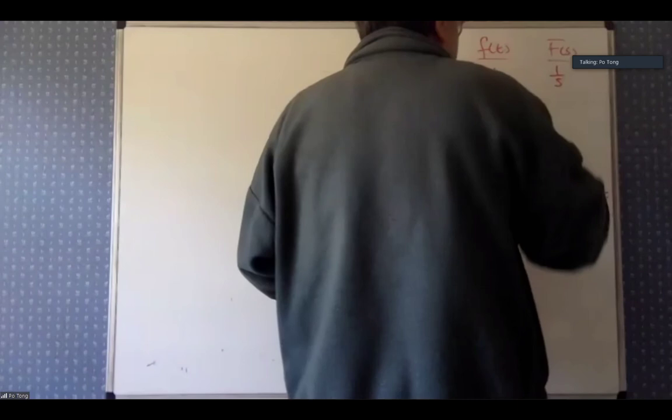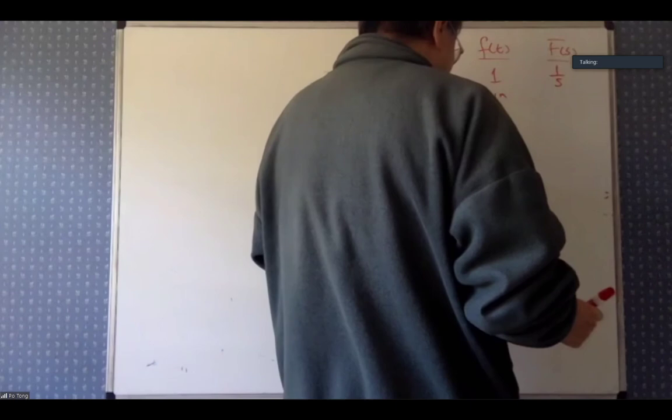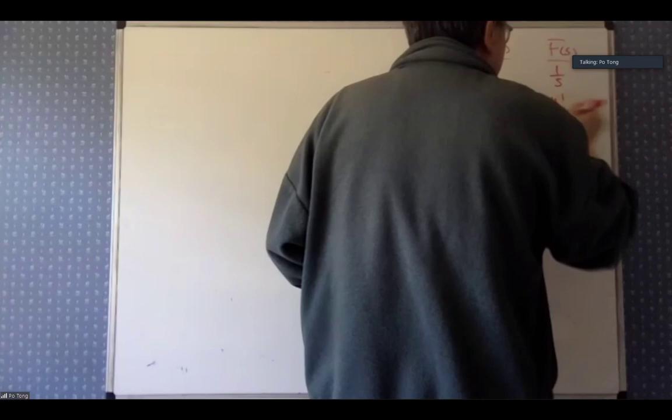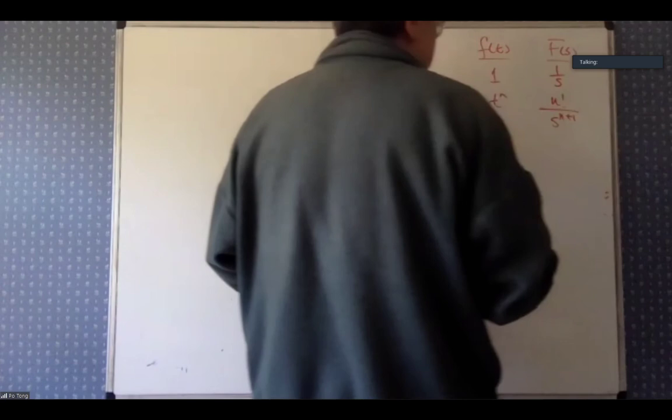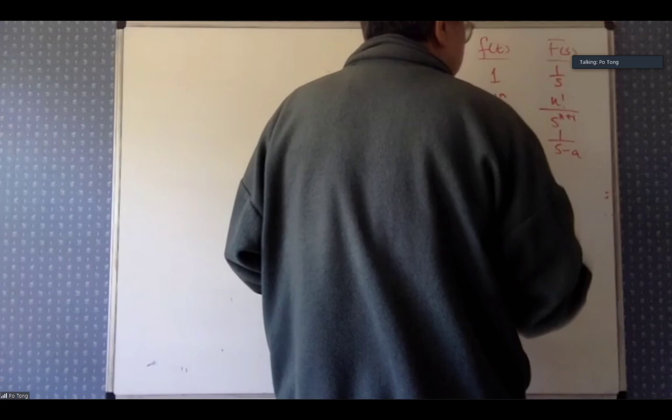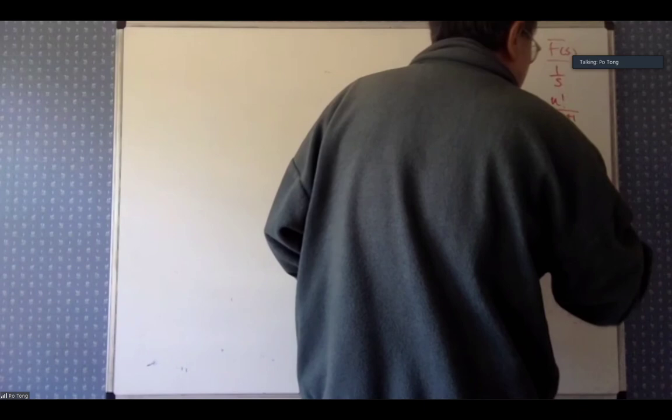will be... no, that is e to the power, wrong thing. This one is going to be n factorial over s to the n plus 1. e to the power at is 1 over s minus a. t^n e to the power at will be n factorial over (s minus a) to the power n plus 1. And then we have sine kt.